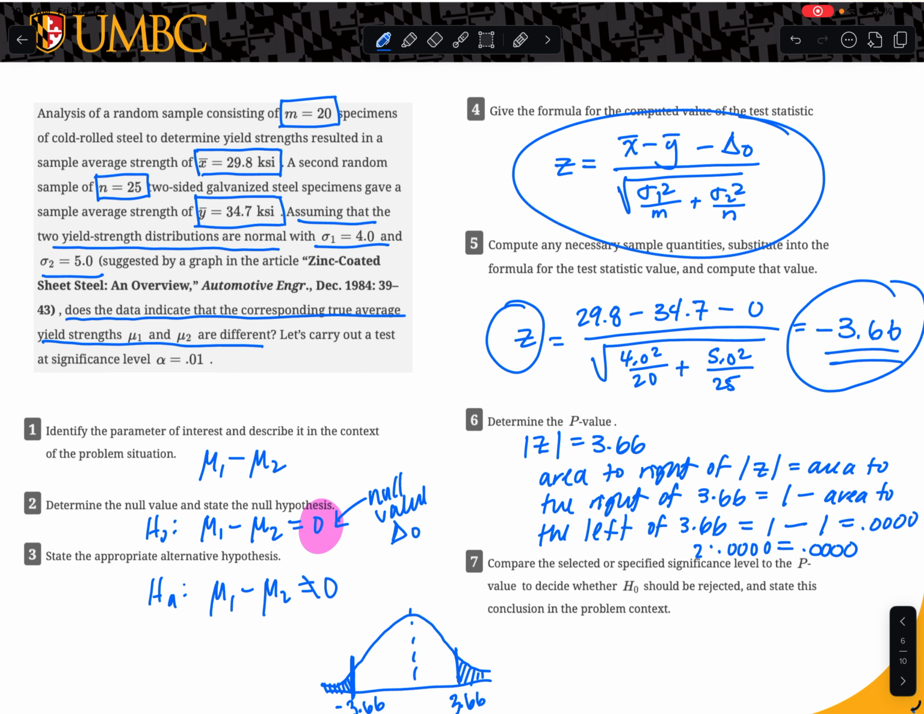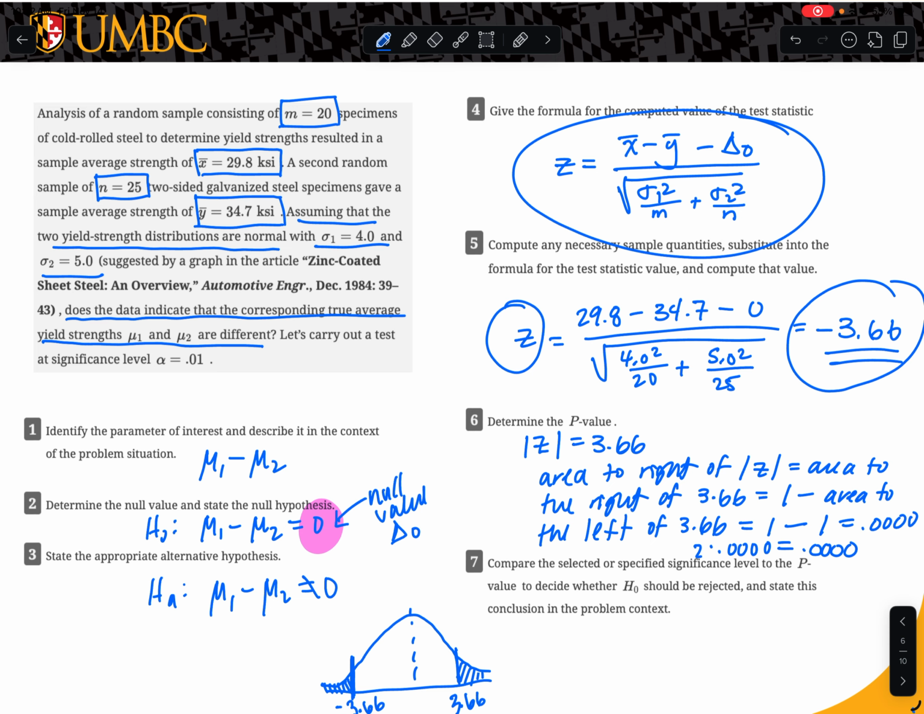So if you know this is what you're looking for, these probabilities in the tails, then you could just look up minus 3.66 in the table, since the table gives you negative values, and recognizing that the standard normal table is symmetric, you just multiply by 2. The probability that a standard normal random variable is less than minus 3.66 is like 0. You get 0, 0, 0, 0 in the table, and you multiply it by 2 again, and you get still zeros.